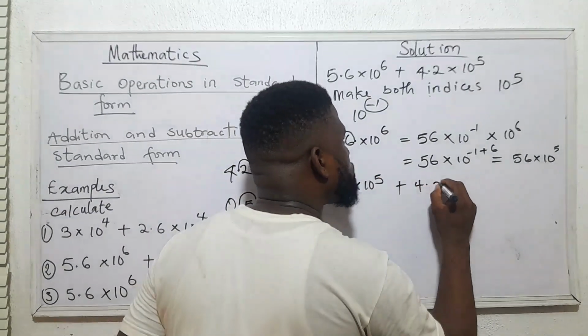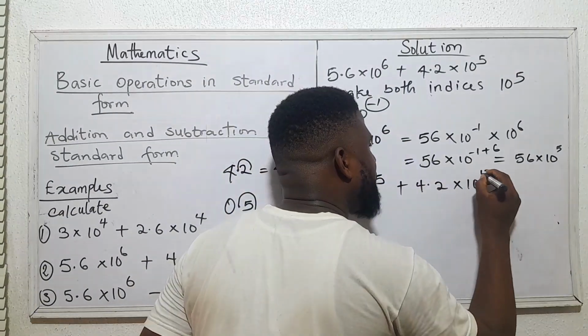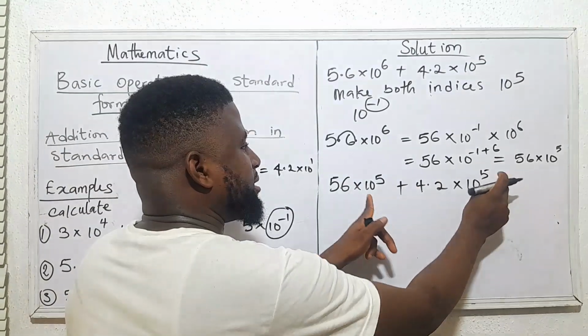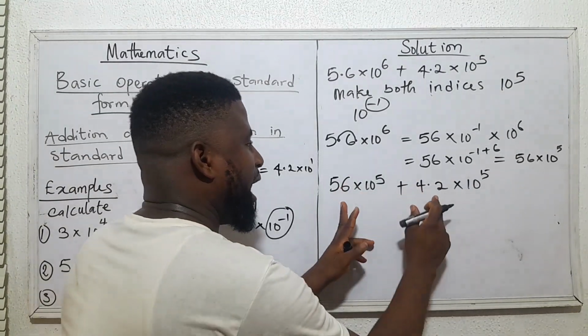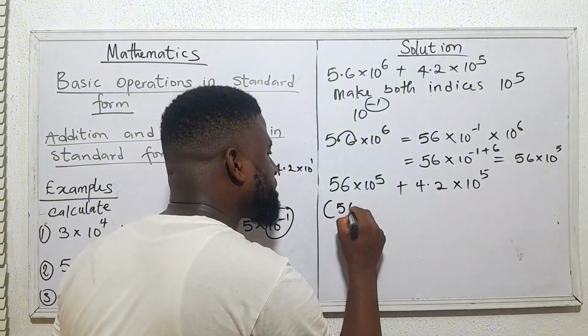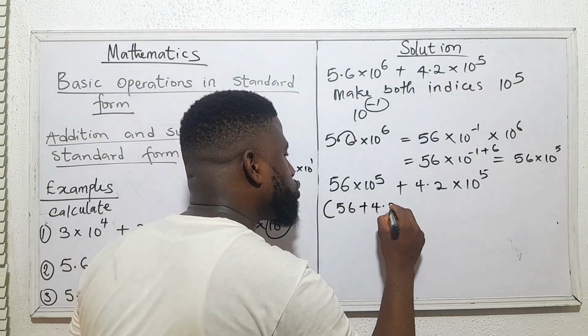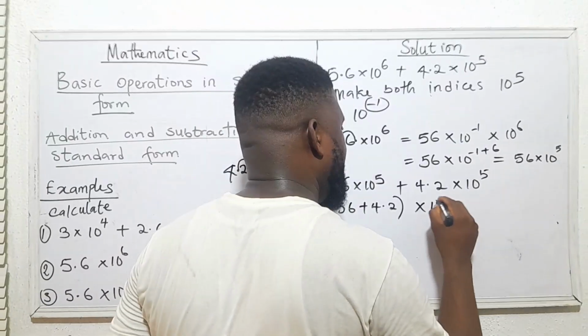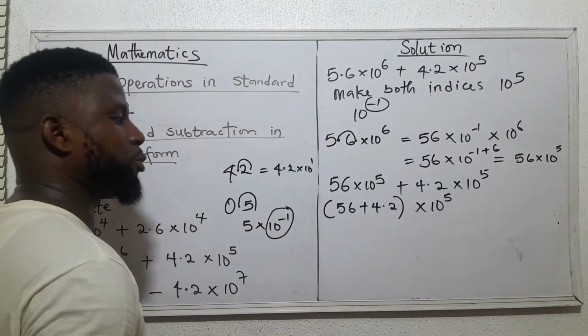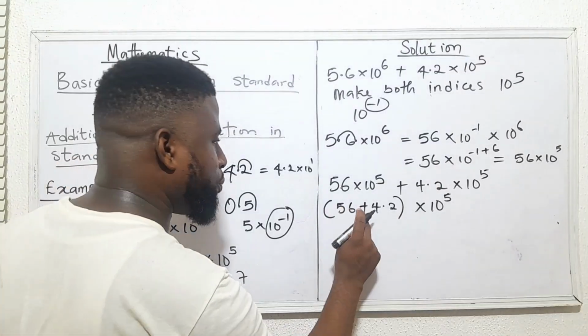Plus 4.2 times 10 raised to the power 5. Now, since their indices are now the same, what do I do? I go ahead to sum up their front numbers. So we have 56 plus 4.2, right? That will pick one of the 10 raised to the power 5s. And then we have times 10 raised to the power 5.